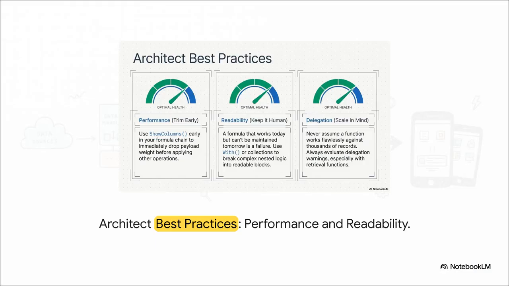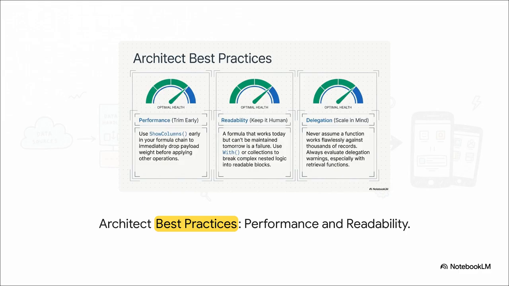Bringing this whole shebang together really requires sticking to architect best practices. First, performance. Trim early. Always use show columns to immediately drop payload weight before applying any other operations. Second, readability. Keep it human. Look, if you write a complex nested formula today that no one can read tomorrow, that's a failure. Use the with function or collections to break complex logic into readable blocks.